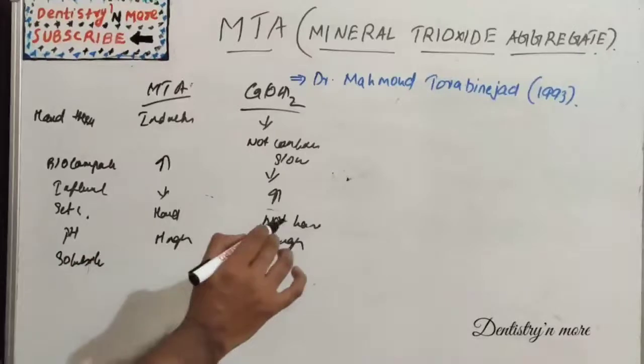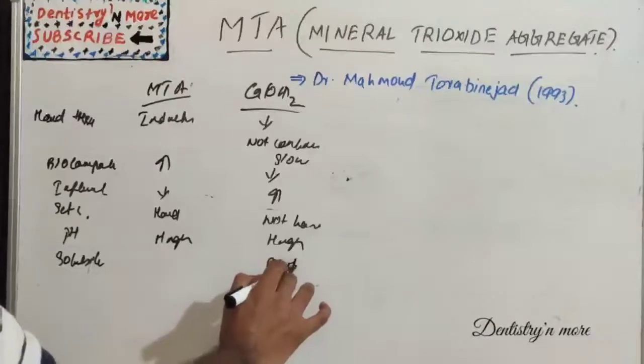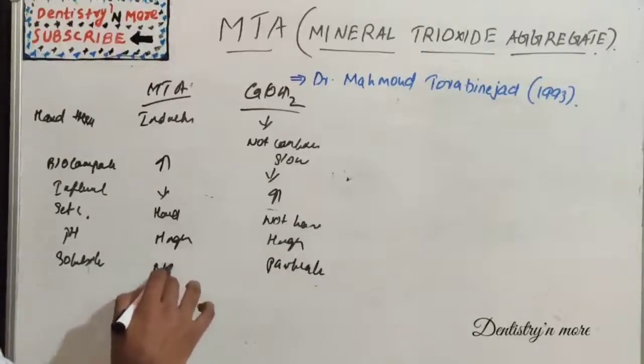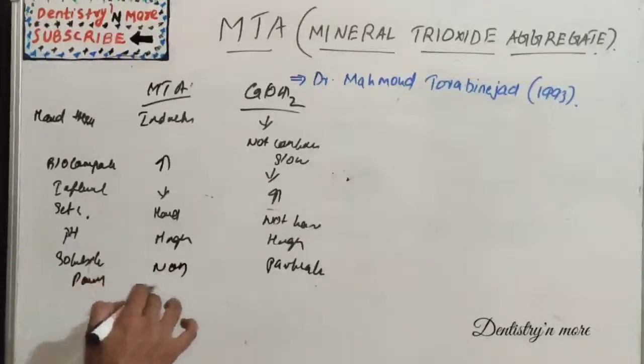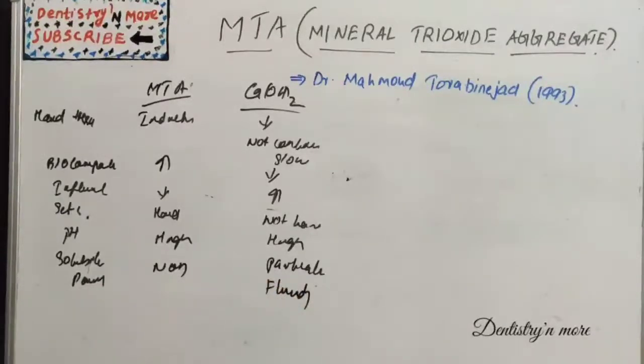Solubility is a better property. MTA is highly insoluble, but calcium hydroxide is partially soluble. Permeability, MTA is non-permeable, whereas calcium hydroxide is permeable to fluids. Then resorption, MTA is non-resorbable, but with calcium hydroxide it increases the rate, varies with density. Apical closure is very good with MTA, but unpredictable with calcium hydroxide.